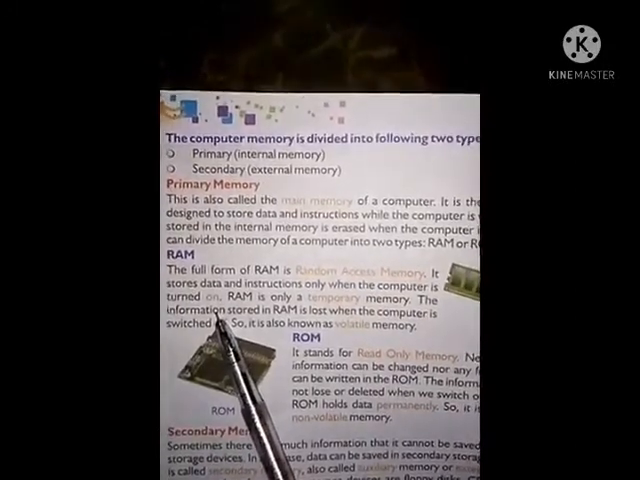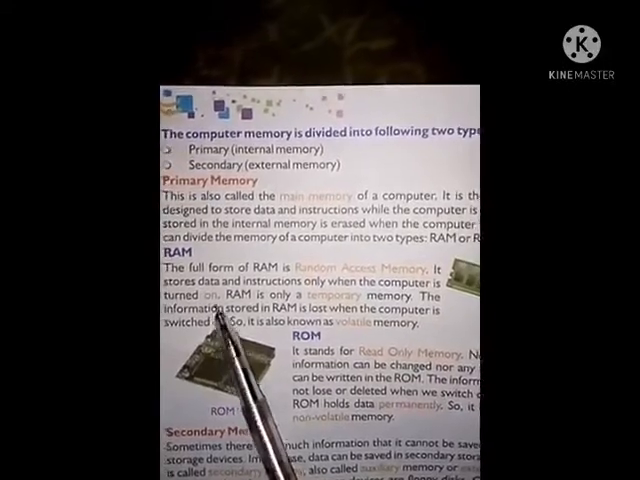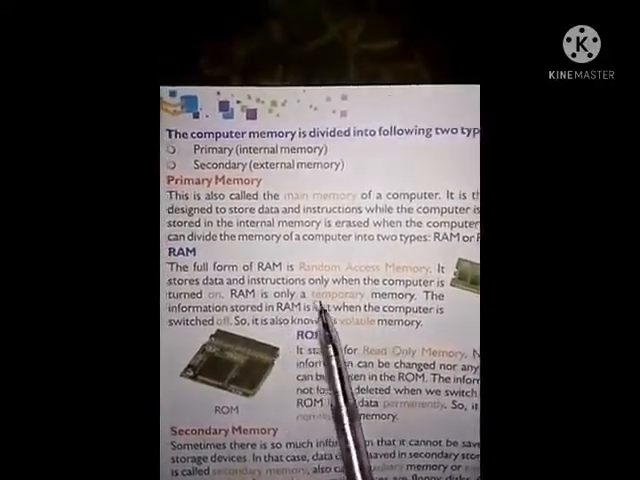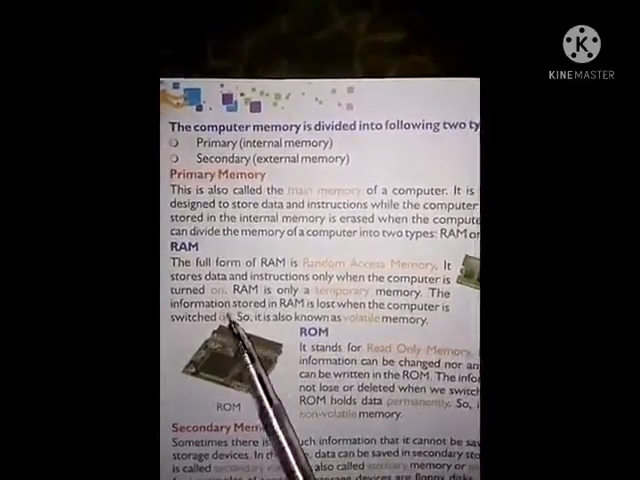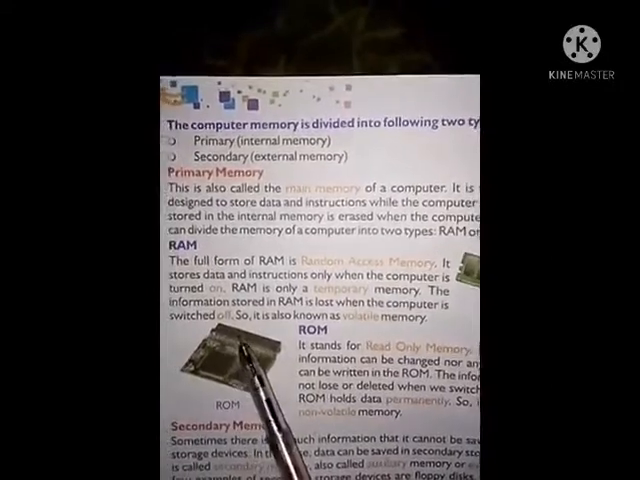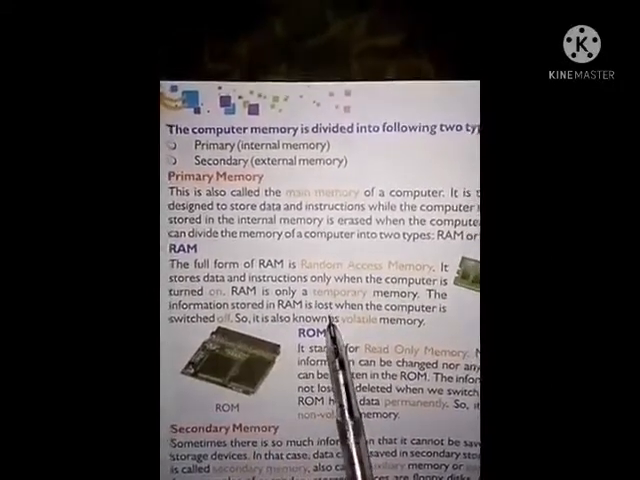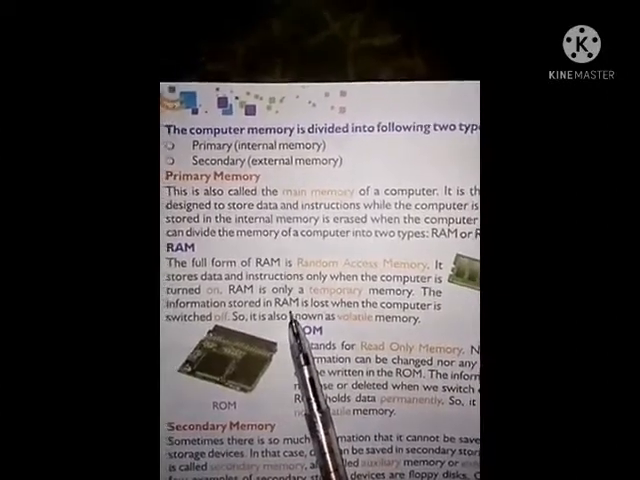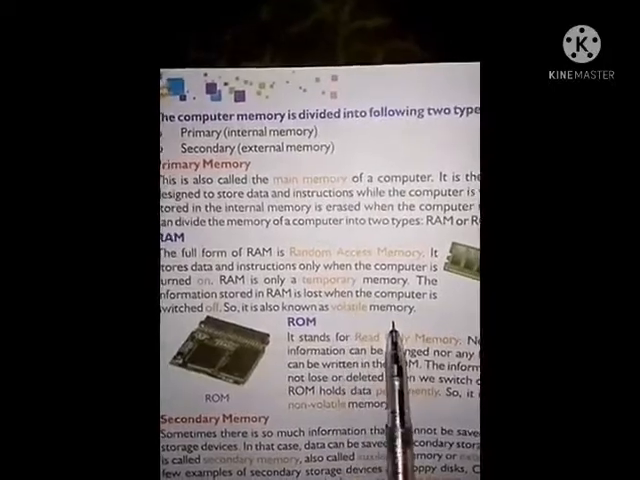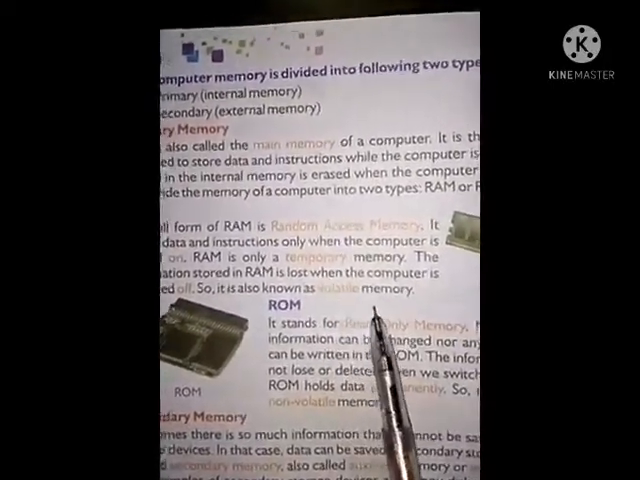RAM can store data and instructions only when the computer is turned on. RAM is only a temporary memory. The information stored in RAM is lost when the computer is switched off. So after the computer is switched off, the data which is stored in RAM is lost. Because of this, RAM is known as volatile memory.